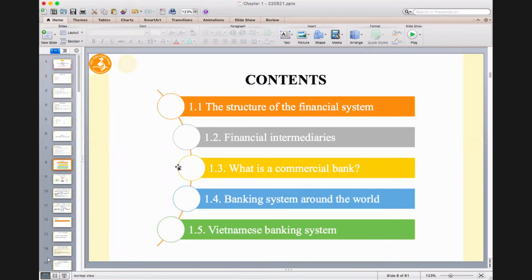Chapter 1 will have 5 subparts. And in our lesson today, we only focus on part 1.1 and 1.2: the structure of the financial system and the financial intermediaries.